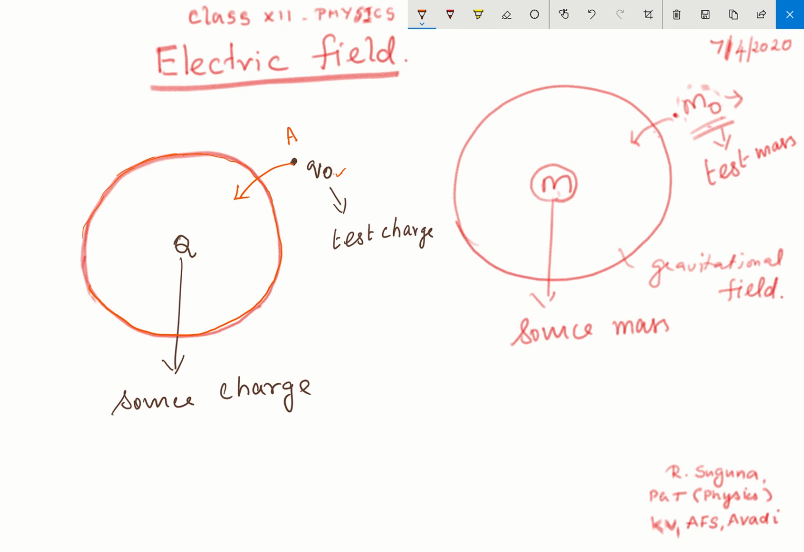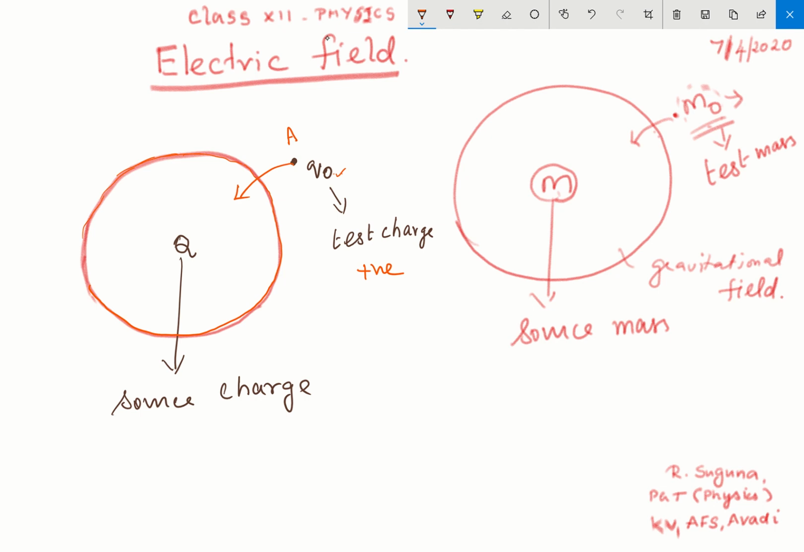It will experience a force. What force? Attraction or repulsion, depending upon what charge is produced here. Q naught, the test charge, usually will be a positive charge. And therefore this Q may be positive or negative. The source charge may be positive or negative.